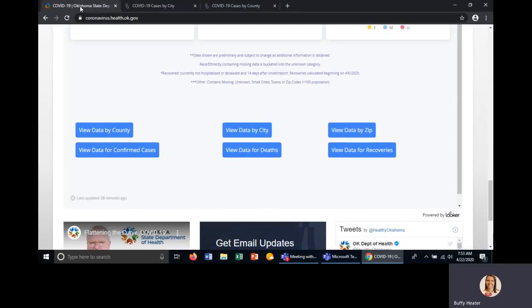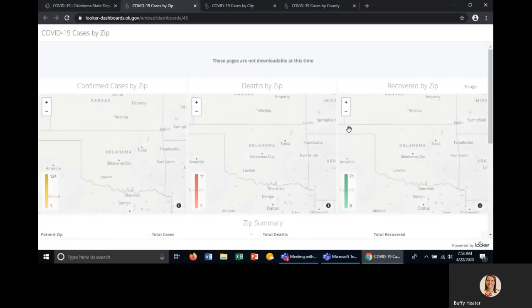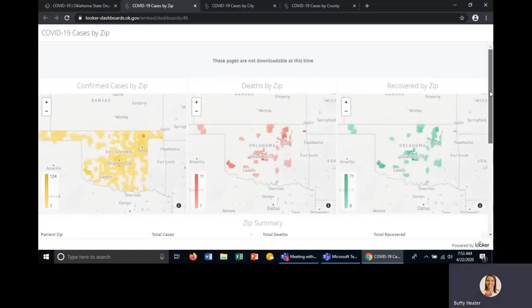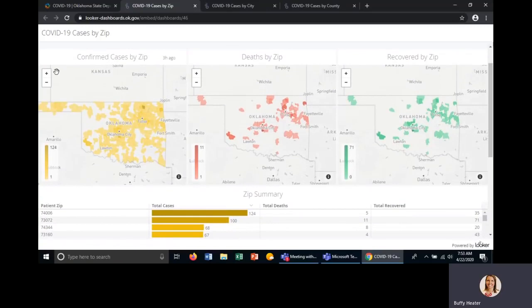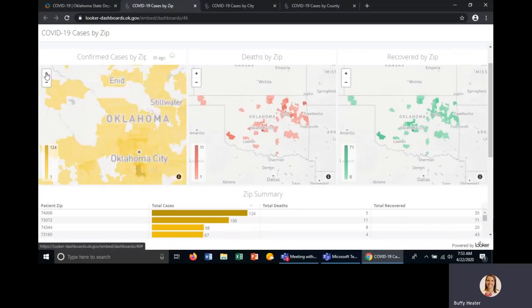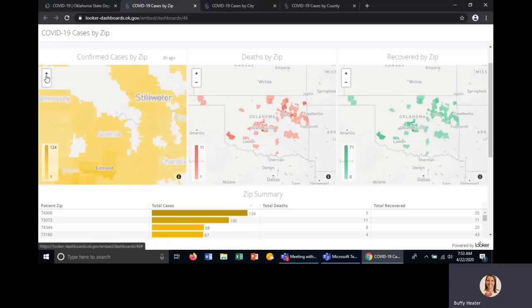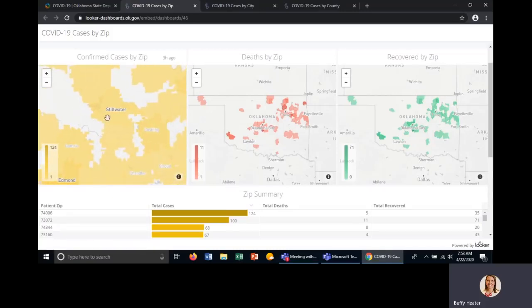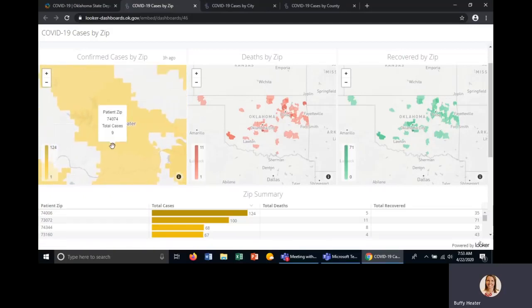Going back out to the COVID main page, we will also look at data by zip. Again, scrolling into each one of these maps, you are able to look with additional specificity at a certain area. So for example, as we look at Stillwater, we see that there is a southern zip code of 74074 and the corresponding case count for that zip code, and then a northern zip code in Stillwater of 74075 and the corresponding case count for that zip code.